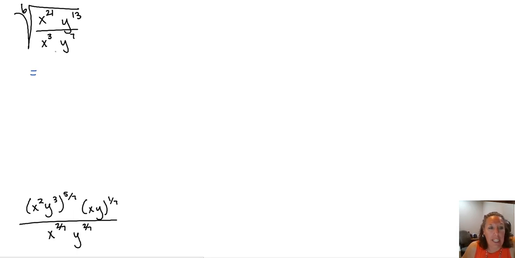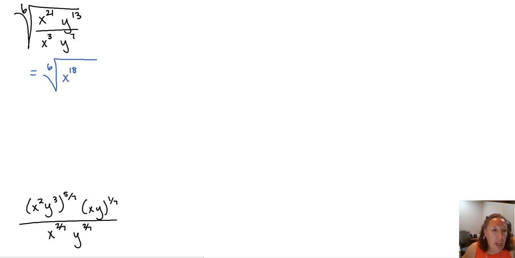I like to work inside out and simplify the inside as much as I can before I work out. And so we have x to the 21st in the numerator and x to the 3rd in the denominator. So we can simplify that. Remember, if we have a power divided by a power, we are going to subtract those exponents. 21 minus 3 is 18, so that's going to be x to the 18th. Since that's positive, we'll go ahead and leave it in the numerator.